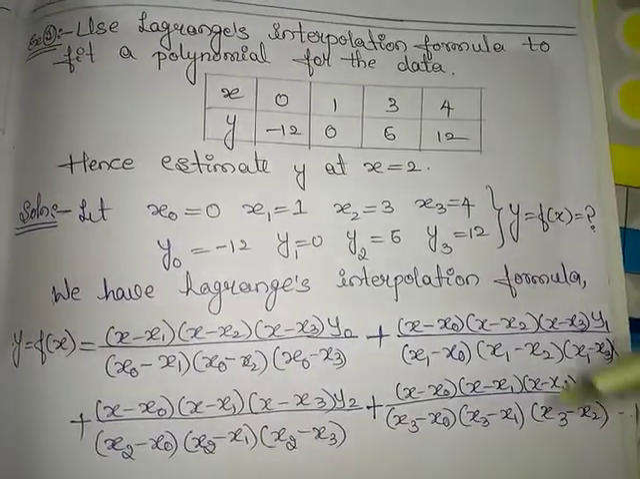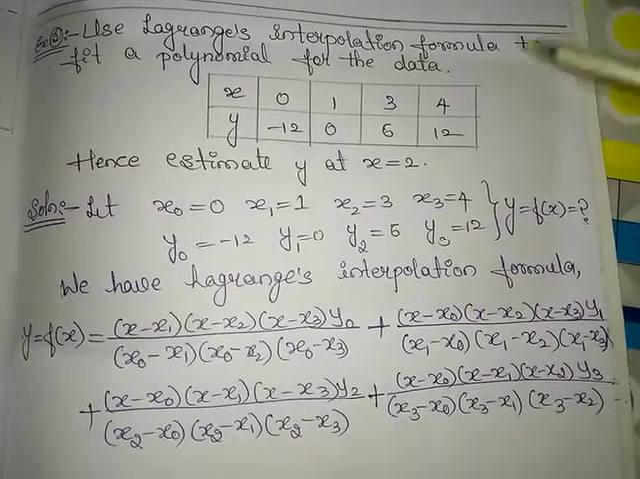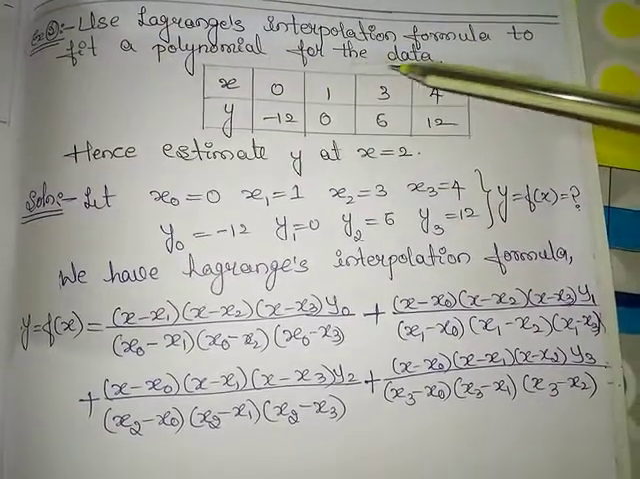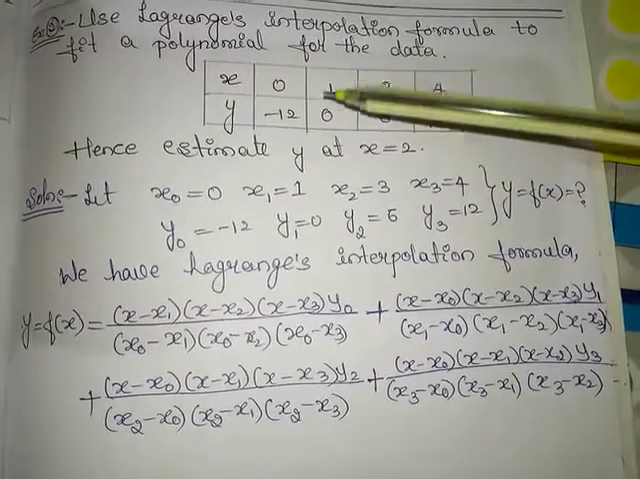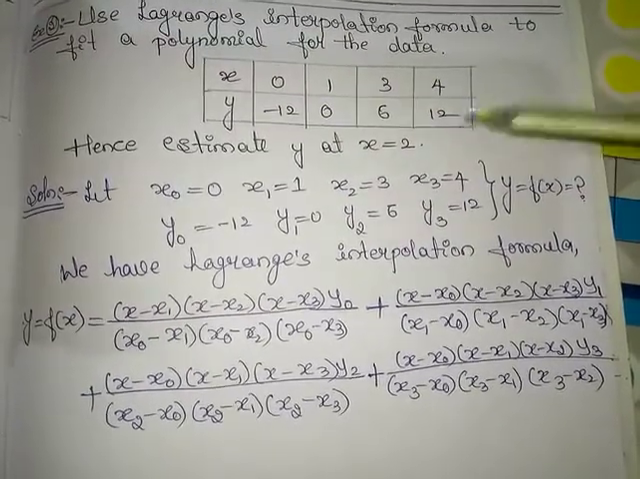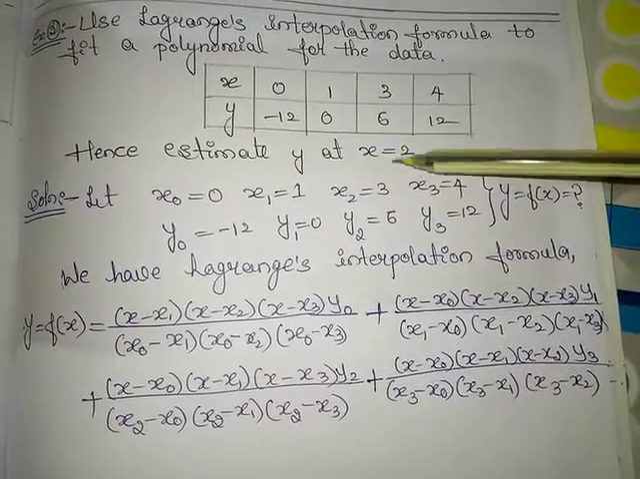Next example: use Lagrange's interpolation formula to fit a polynomial for the data. The x values are 0, 1, 3, 4, and the y values are minus 12, 0, 6 and 12. Hence estimate y at x is equal to 2.